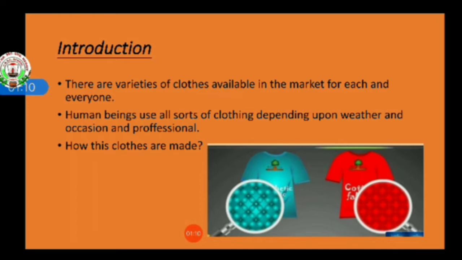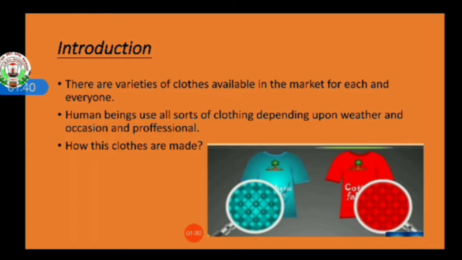Like humans, we have a need of cloth. Depending upon weather means we are using different types of clothes during summer, different types of clothes in winter, in rainy season, and for occasions like parties and different occasions. Professionalism means surgeons are using different kinds of clothes, police persons are using different kinds of clothes.